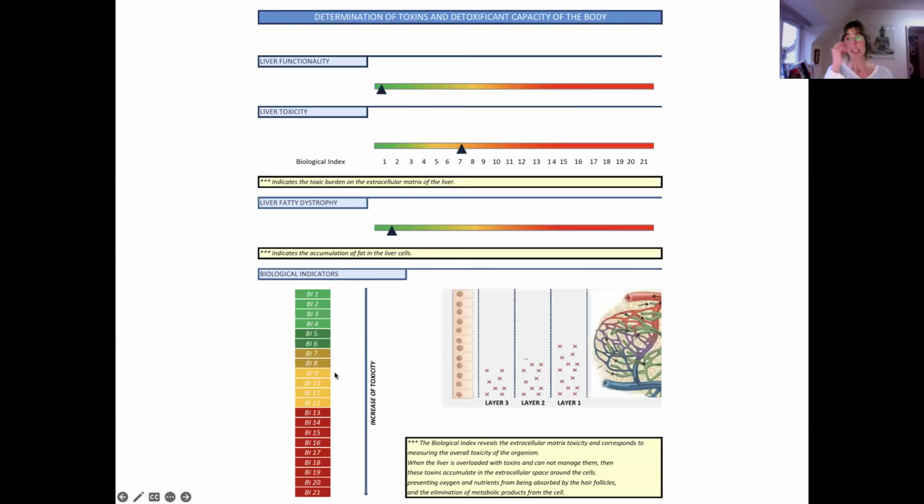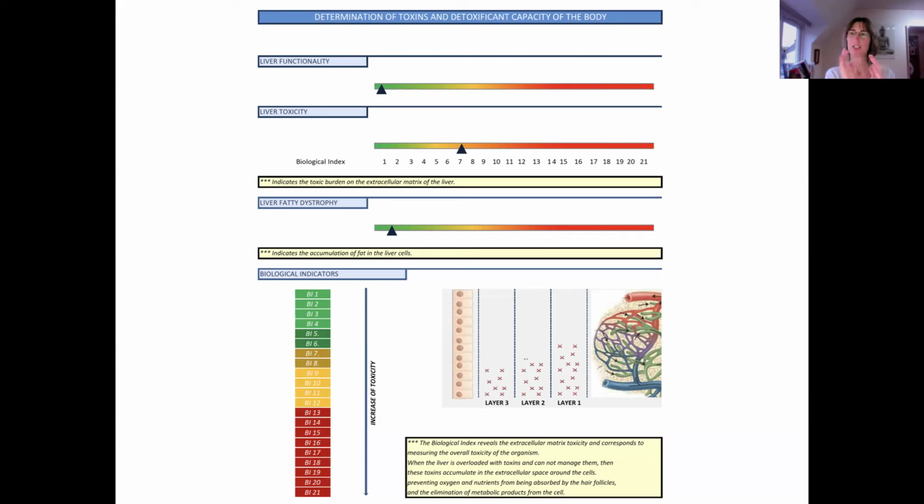But the interesting thing is when someone has toxins, we want to see where they are in the extracellular matrix. Are they closer to the vessels? Because if they're nice and close to our vessels, then the toxins potentially can be moved into the vessels to be carried out of the body through the lymphatic drainage system.